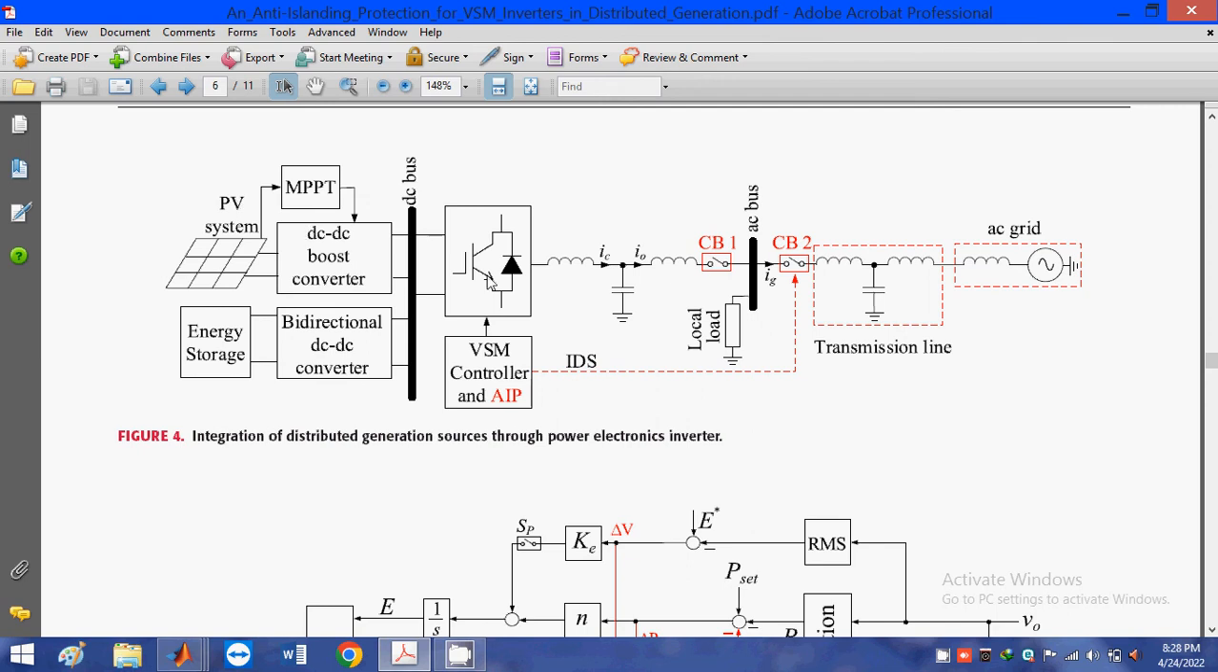Come to the DC to AC. Why we require DC to AC means we have loads. Whatever loads we are using here require AC only. That's why we need to convert DC to AC. How I need to convert DC to AC, I will show you in the figure.